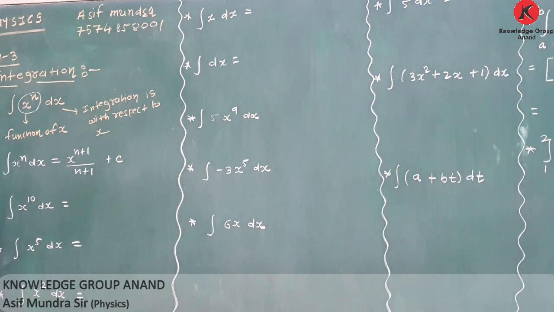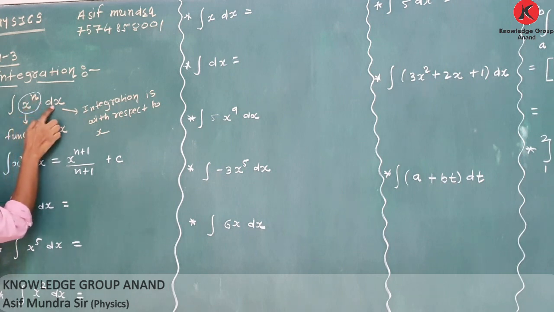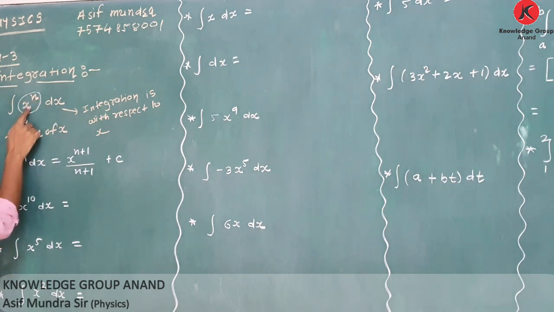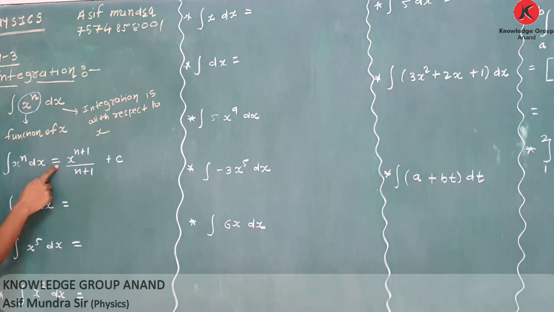Clear? First of all, to prove this theory, we have to understand this equation and its solution. How to read this equation? Integration x raised to n dx means integration of x raised to n with respect to x. What is its answer? Integration x raised to n dx is equal to x raised to n plus 1 upon n plus 1. How to remember? Add one to the power of x and write that power in the denominator.